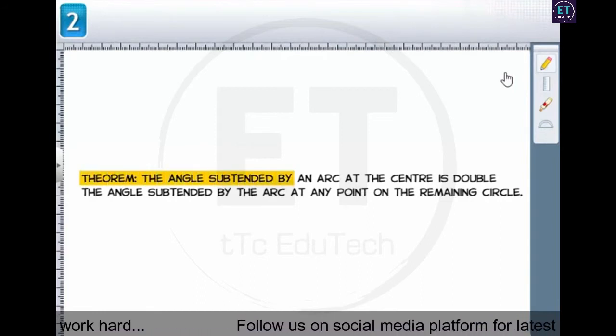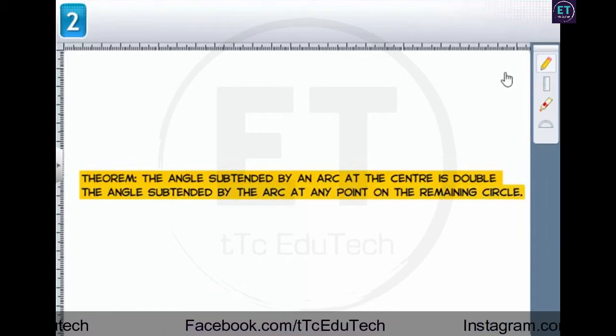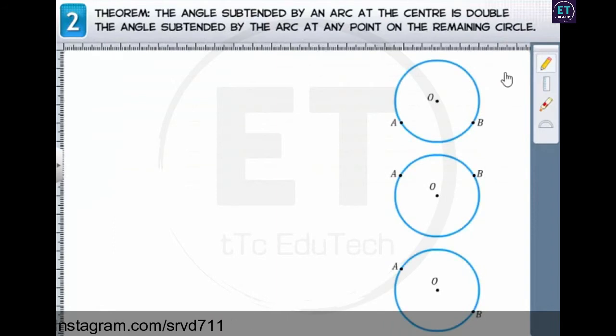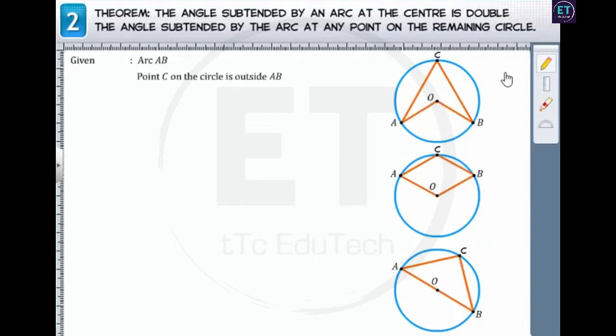The theorem states that the angle subtended by an arc at the center is double the angle subtended by the arc at any point on the remaining circle. Let us prove the theorem simultaneously for a minor arc, major arc, and a semicircle. In the given figure, we have an arc AB. Consider any point C on the circle that is outside AB. Now, here we have to prove angle AOB is equal to 2 times angle ACB. Before we start with the proof, consider a line joining point C to the center O and extend it to a point D within the circle.